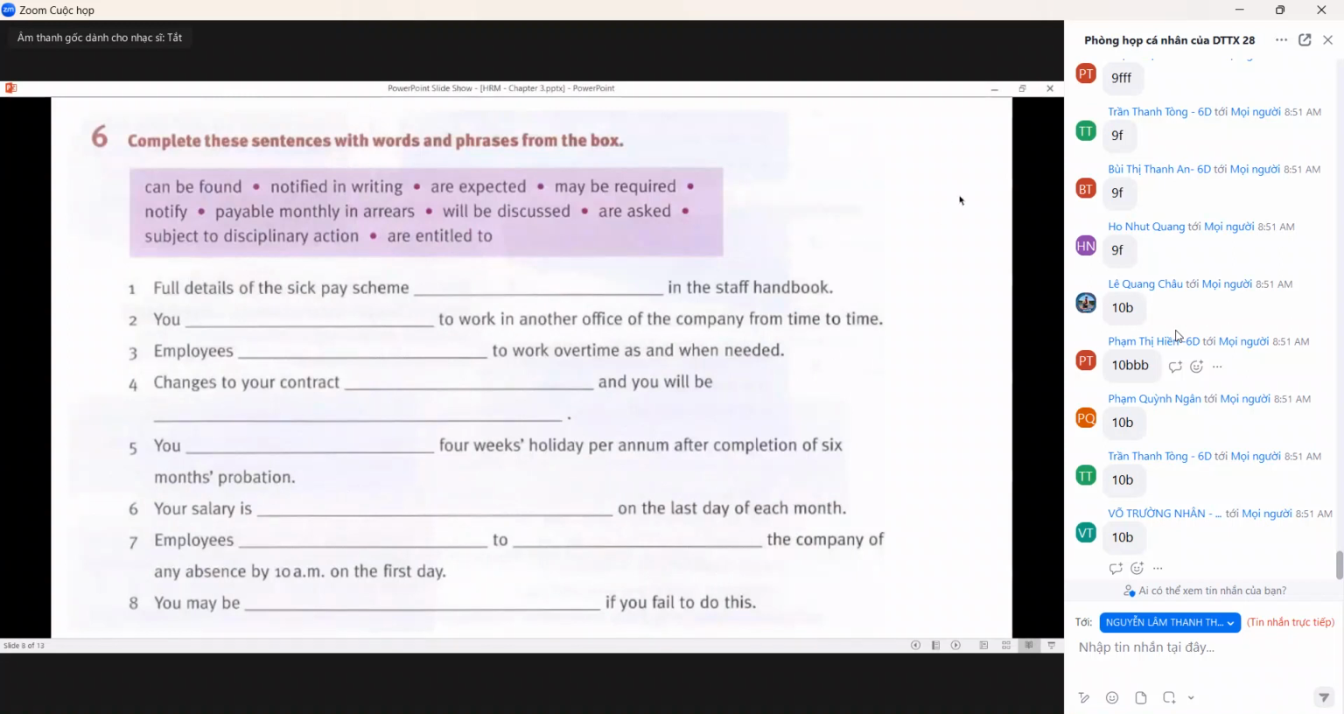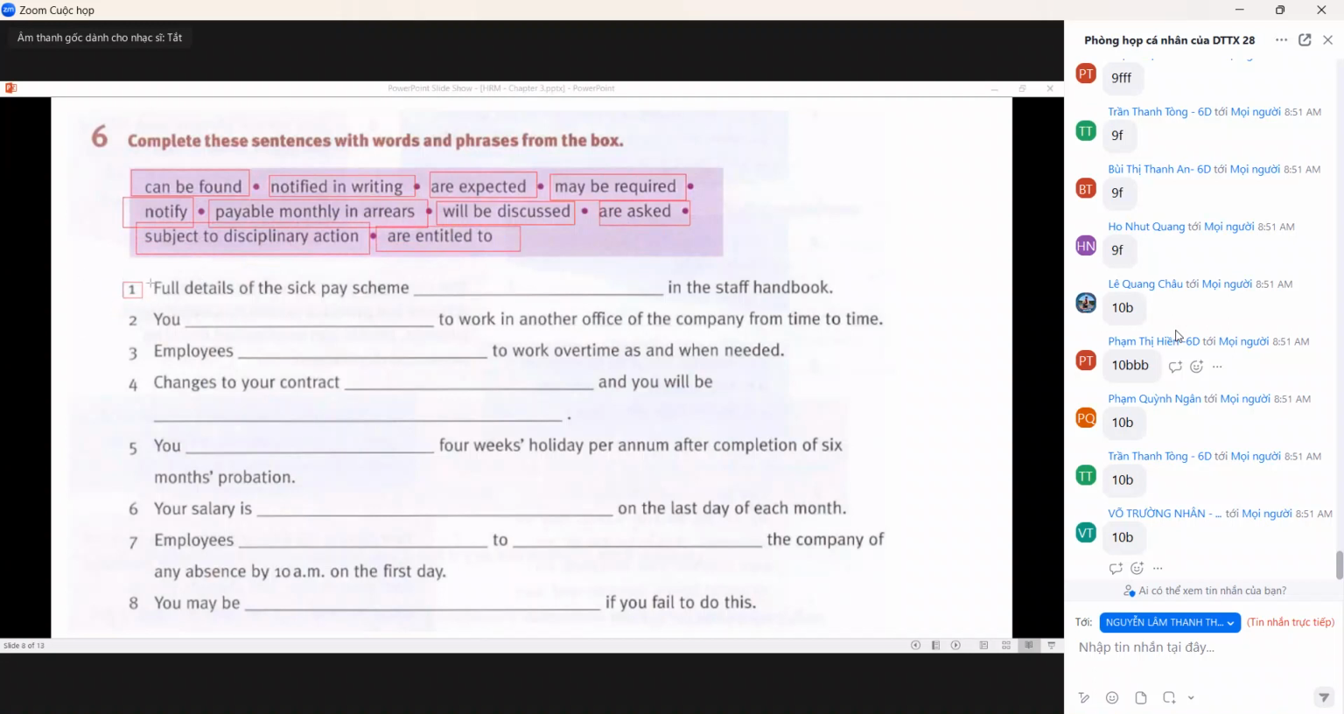This one, they give you some phrases and ask you to put them in the correct number, please. Oh, don't draw on the screen, please. Can be found, notified in writing, are expected, may be required, notified, payable monthly in arrears, will be discouraged, are asked, subject to disciplinary action, or are entitled to. So what is number one?